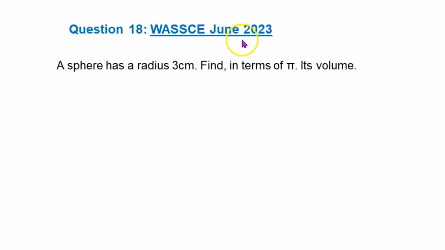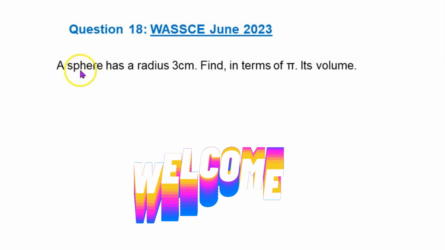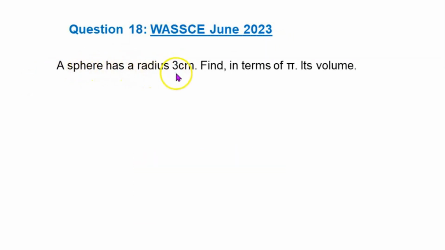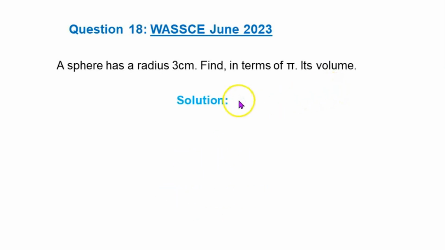Question number 8, WASSCE June 2023. The question says a sphere has a radius of 3 centimeters. Find, in terms of pi, its volume. Now we have the solution here.